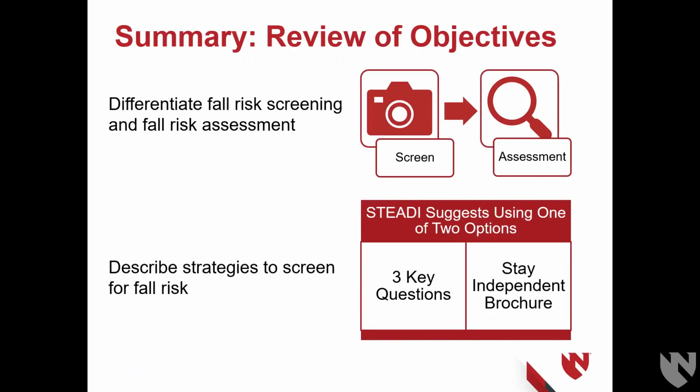So in review, screening is meant to be a quick snapshot of whether or not the patient is at risk, and the results of that screening, if they are at risk, is going to help the healthcare provider move to the need to do a more thorough assessment of specific risk factors. Again, getting at the uncovering of the why is the patient at risk. There are 2 simple methods of screening recommended by the CDC, the 3 key questions and the Stay Independent brochure, which is slightly more extensive.